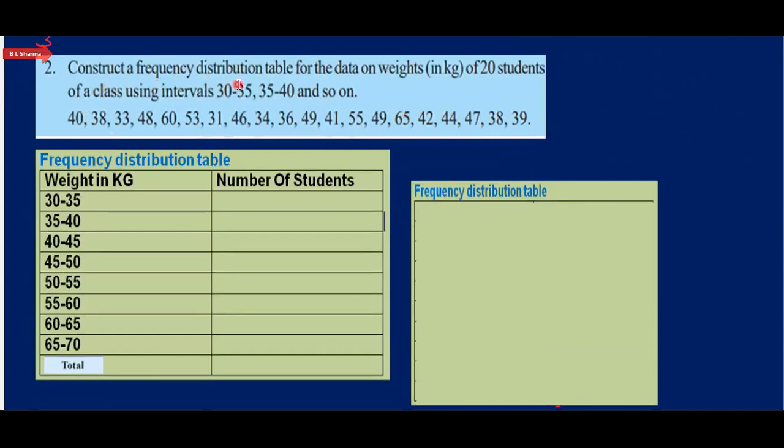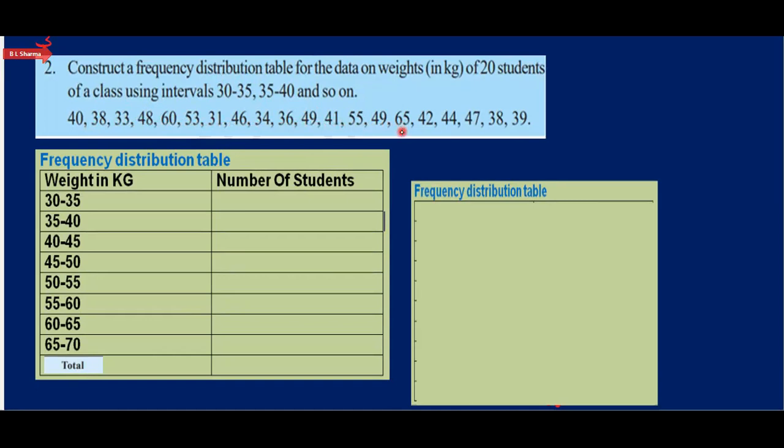Construct a frequency distribution table for the data on weight in the case of 20 students of a class using a class interval 30 to 35, 35 to 40 and so on. तो देखिए ये हमारे पास डेटा है और it is already given in the question that we have to use this class interval here. The highest observation here is 65. तो हमें वो भी लेना चाहिए जिसमें 65 इंक्लूड हो जाए.